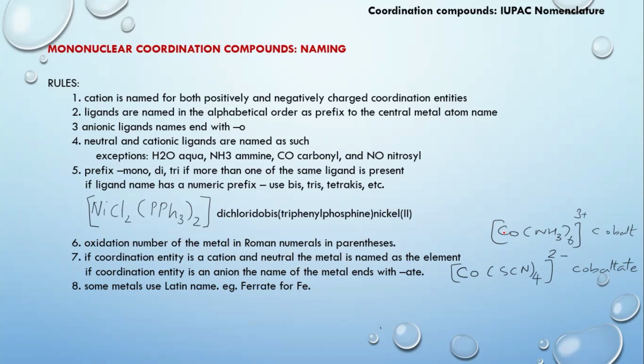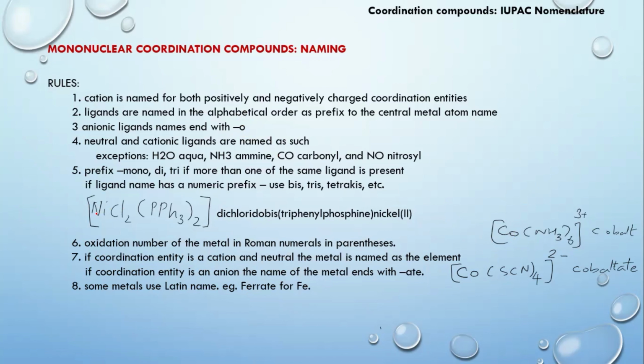So, for example, this complex. Here, the ligands are ammonia molecules. So, before the name of the central metal atom, that is cobalt, this ligand's name should come. While writing the name for this complex, we should write how many amines are there? Hexamine, cobalt, and so on. That should be the proper way of writing the name. So ligands are named in the alphabetic order.